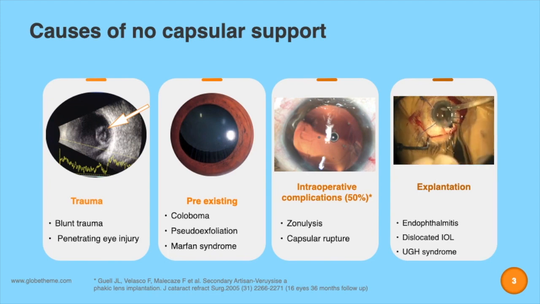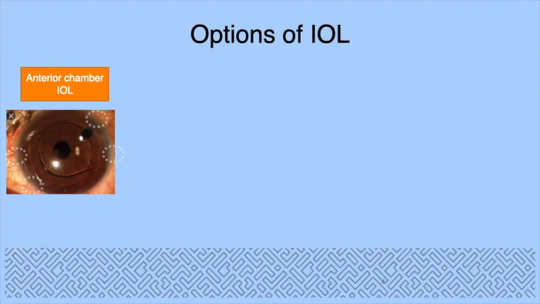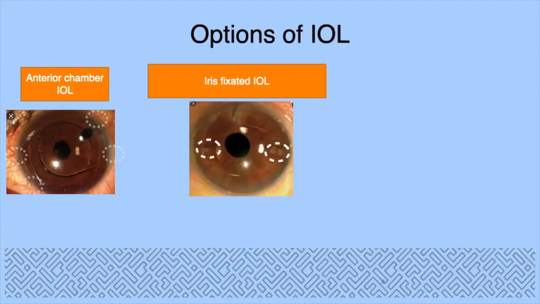Before we proceed, allow me to highlight the common causes of losing the capsular support, which can occur in post-trauma cases. Secondly, patients with pre-existing ocular or systemic conditions causing weak or absence of zonules. Thirdly, the most common encounter for most of us is the intraoperative complications of cataract surgery. Lastly is aphakic condition due to other various causes.